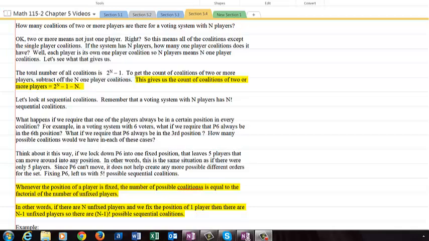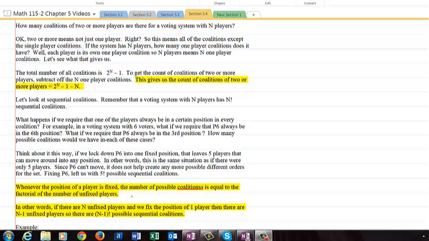Think about it this way. If we lock down player 6 into one fixed position, that leaves 5 players that can move around into any position. In other words, this is the same situation as if there were only 5 players. Since P6 can't move, it doesn't help create any more possible different orders for the set. Fixing player 6 left us with 5 factorial possible sequential coalitions.